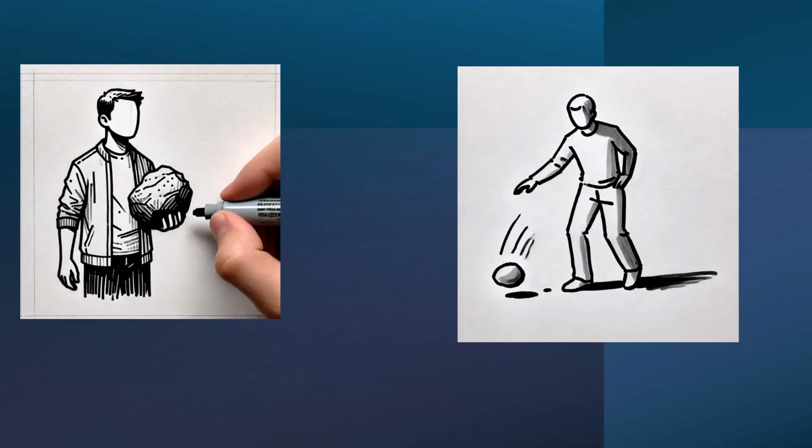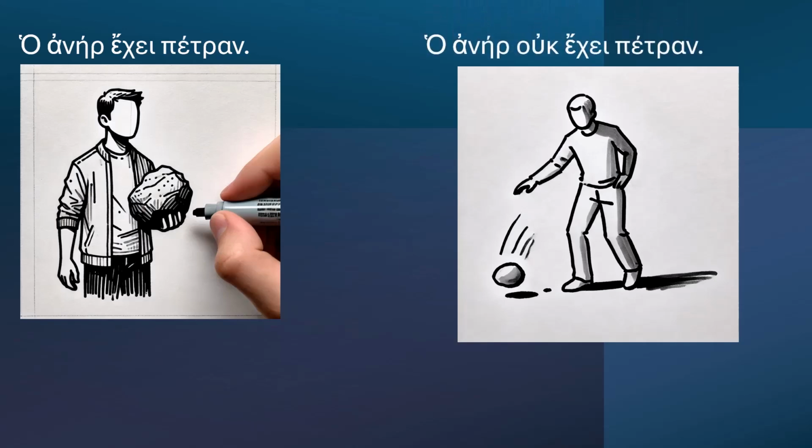All right, and in these two images, there is a contrast between them. I wanted to highlight what's different between these two images and how the situation is different. On the left-hand side, you'll see O anir echi petran. But on the right-hand side, something is different. O anir uk echi petran.